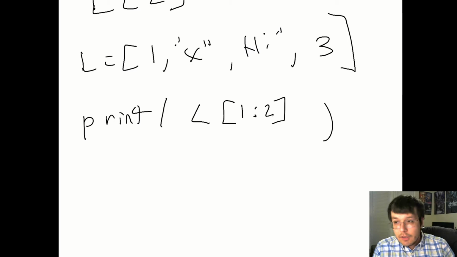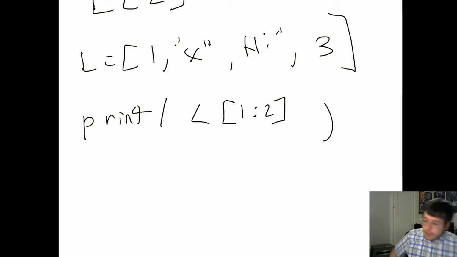Slicing is cool, and you could use this with list comprehension as well, but the big cool thing about it is that you can make new lists on the fly that only include parts of your list for whatever purpose you might want, okay? So anyways, that's all about lists. So moving on to dictionaries.